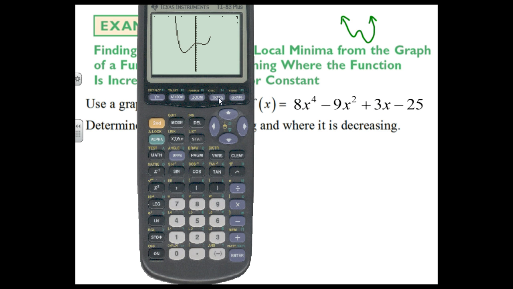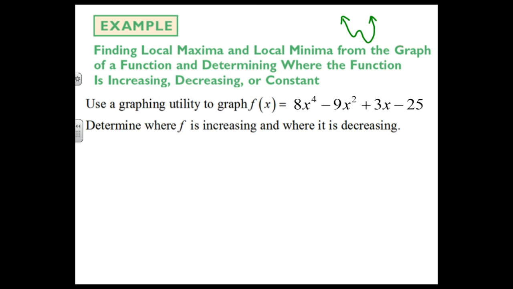Once you have a proper viewing window, you can hit second calculate, go find your minimum, guess to the left, guess to the right, guess on. I'll do one of them here. Press enter. Alright, and you could find the rest of them by yourself. There's one of the minimums. You'd have to find another minimum over here, and then you repeat the process for a maximum.